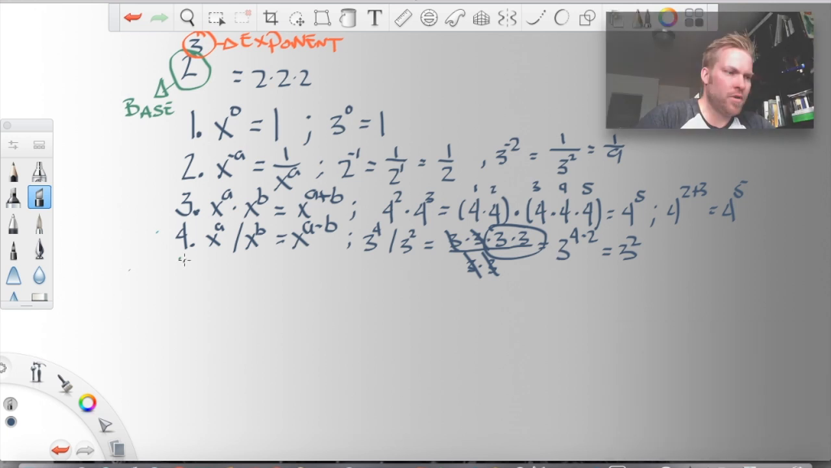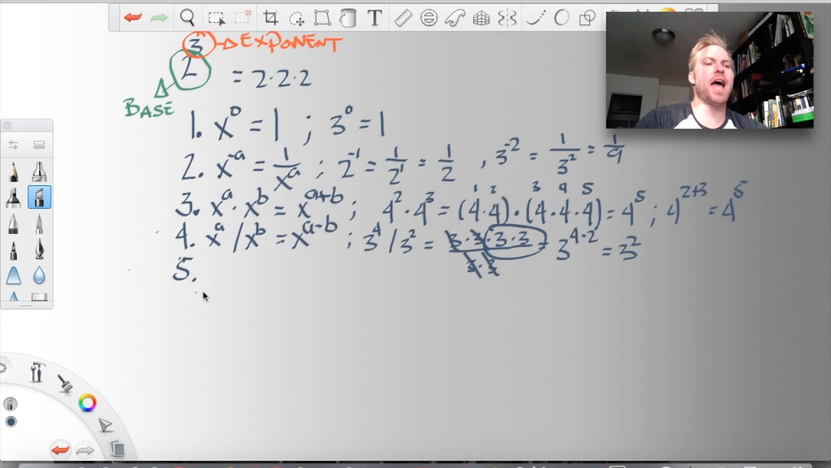Okay. Rule number 5, guys. Rule number 5 is our exponent of exponents rule. So whenever I'm taking the exponent of something with an exponent, in this example, we could say x to the a power, all raised to the b power. When we think about what to do with these exponents, when we were multiplying them, we added them. When we were dividing them, we were subtracting them.